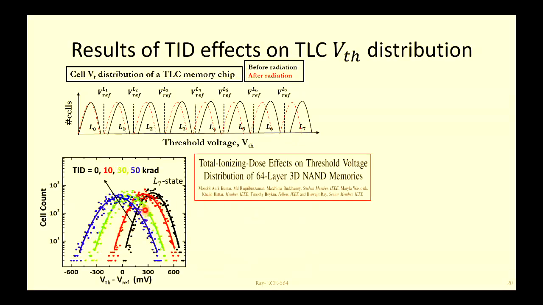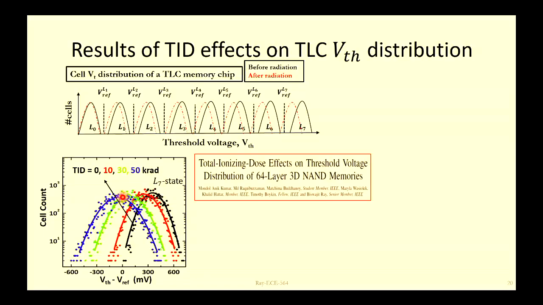So this is our group's results. In our group, there are several students working on radiation effects on flash and other memories. We collected this data: before radiation, black is your measured threshold voltage distribution, and after radiation with more and more dose, like 10, 30, 50 kilorad, you can see your threshold voltage median is shifting down, and not only is the median shifting down, it is getting wider and wider.